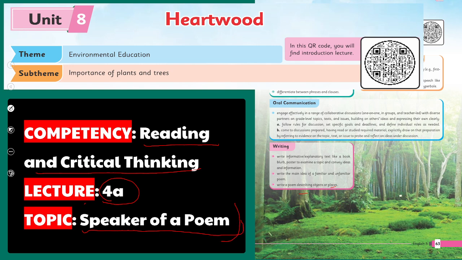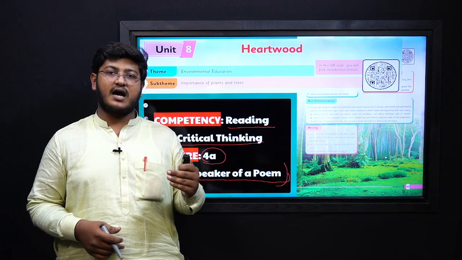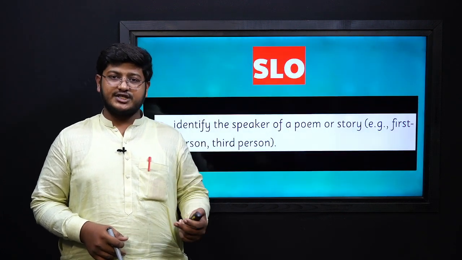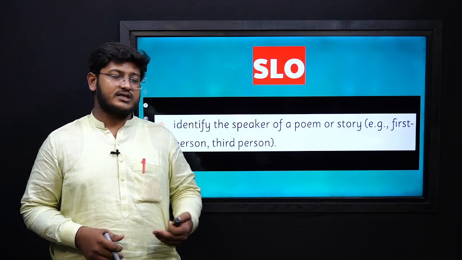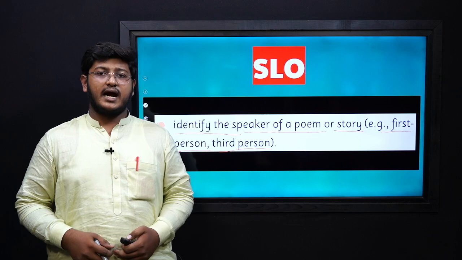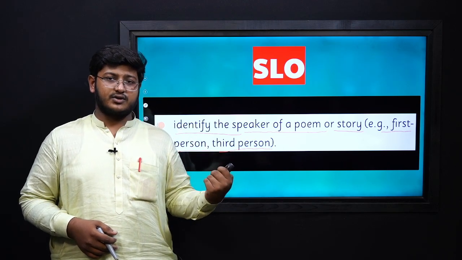We have to understand the narrative perspectives, and how stories and poems are narrated through different standpoints. So let's go further. Let's read the SLO. What is the SLO? The SLO is saying: identify the speaker of a poem or story, first person, third person, etc. So the SLO is actually centered upon identifying the speaker of the story or a poem.